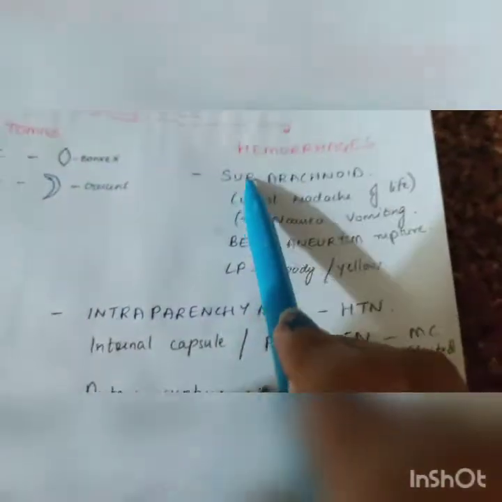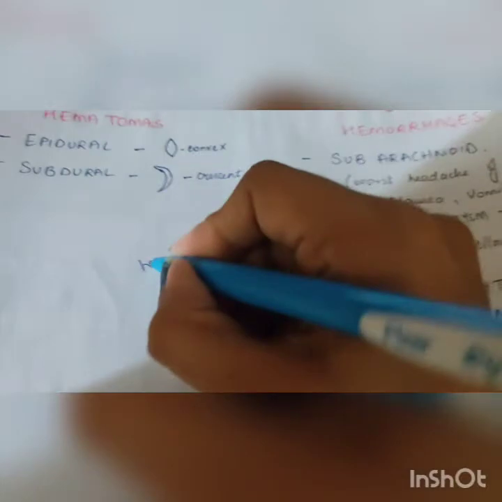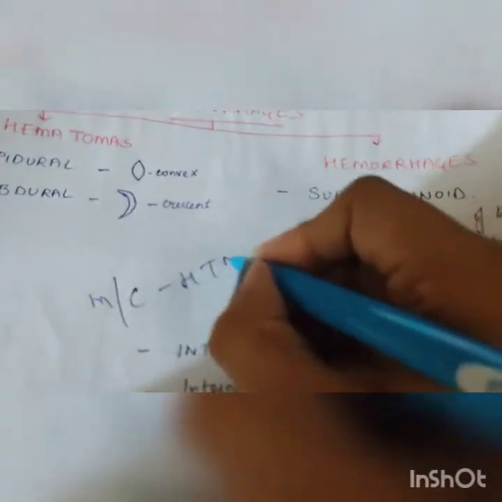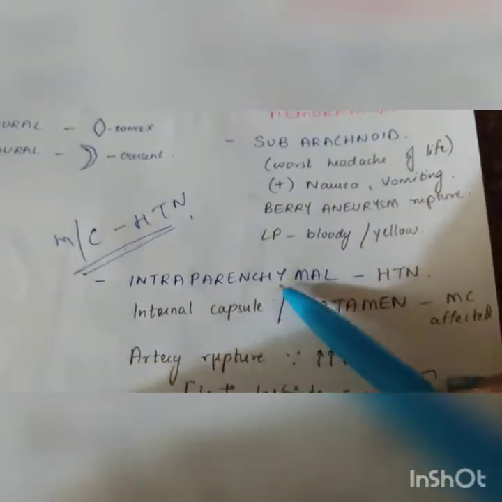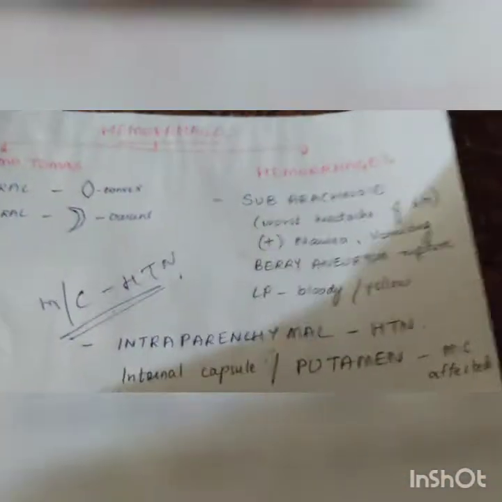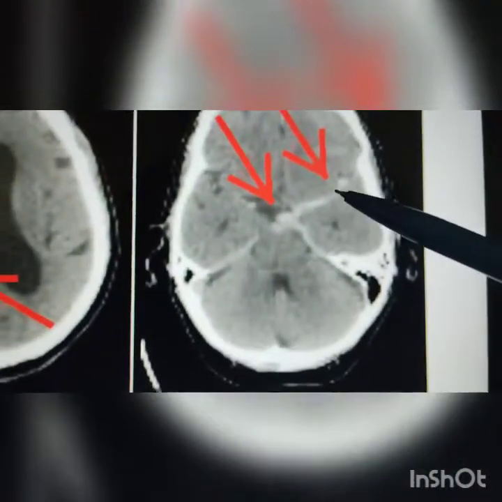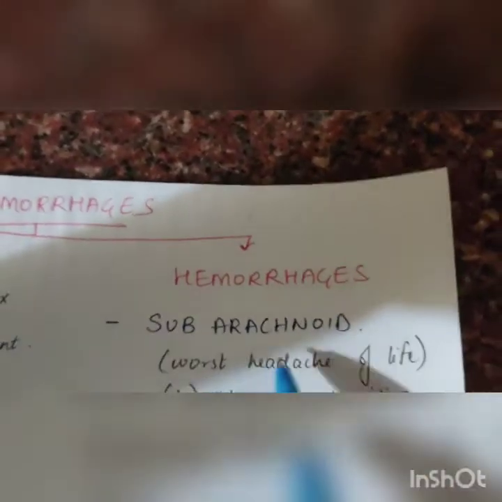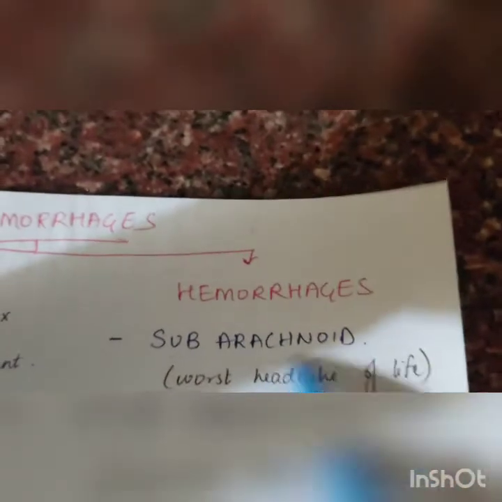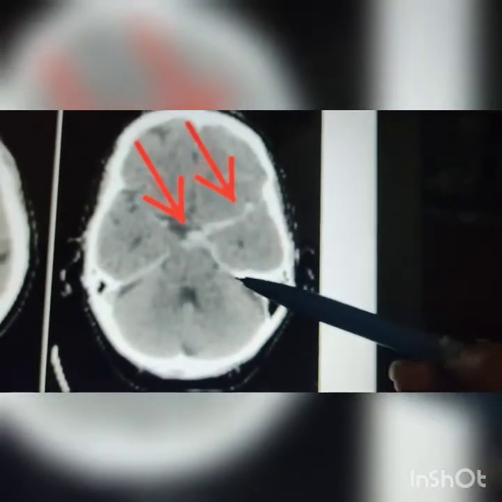So these are hematomas, and hemorrhages are again two types. They can either be subarachnoid or intraparenchymal. The most common cause of both of these, any hemorrhage, is usually hypertension. So hypertension is one of the leading causes of subarachnoid and intraparenchymal hemorrhages. In subarachnoid, it is in the name itself. Sub means under, and arachnoid is one of the three meninges. So under the meninges. Therefore, you can see here, this is the hemorrhage.